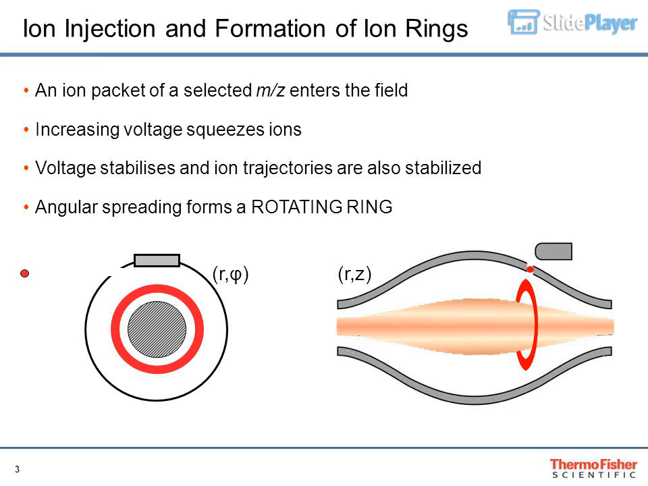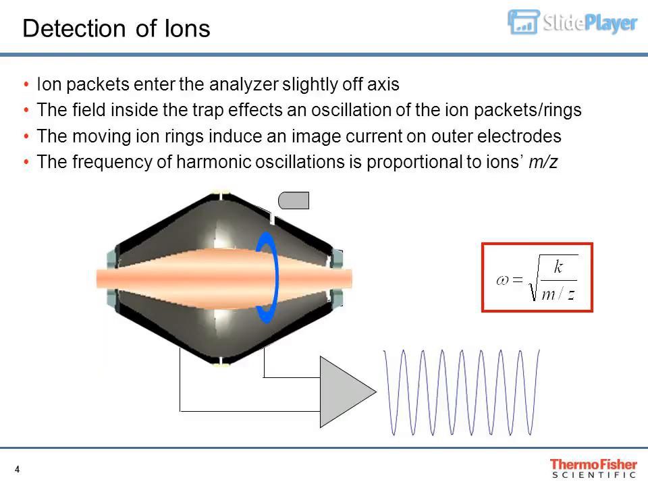R, Phi, R, Z. Detection of ions. Ion packets enter the analyzer slightly off axis. The field inside the trap affects an oscillation of the ion packets or rings. The moving ion rings induce an image current on the outer electrodes. The frequency of harmonic oscillations is proportional to the ion's m/z.